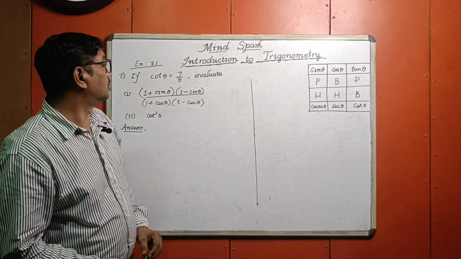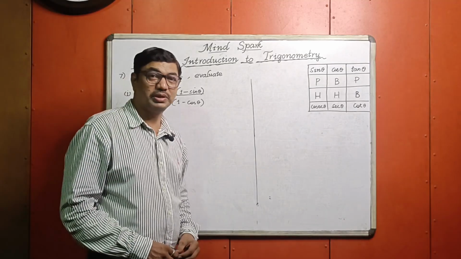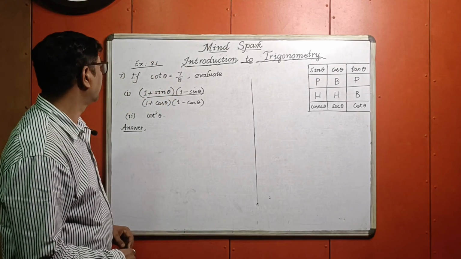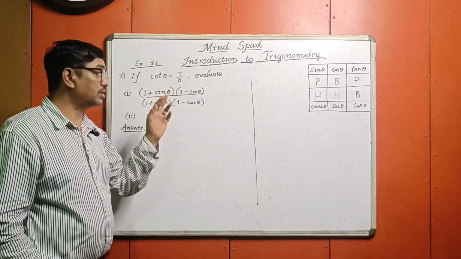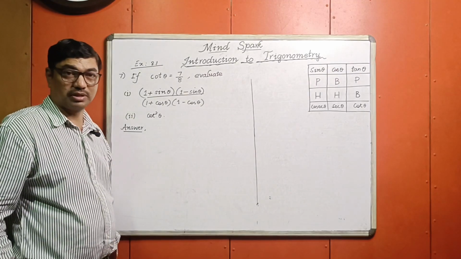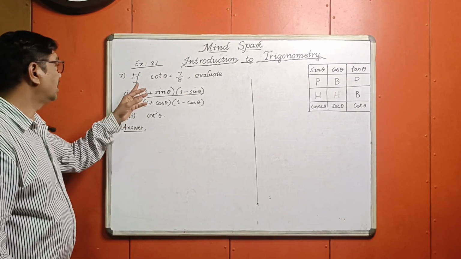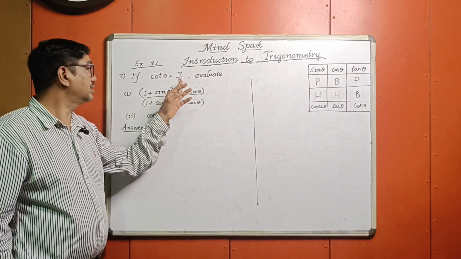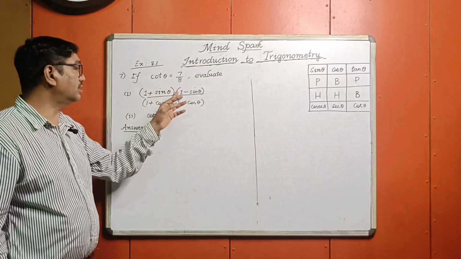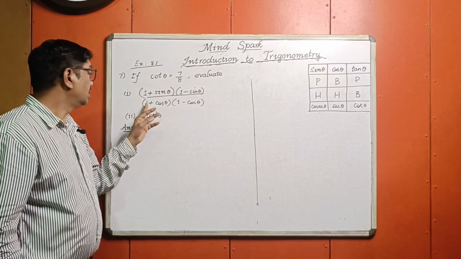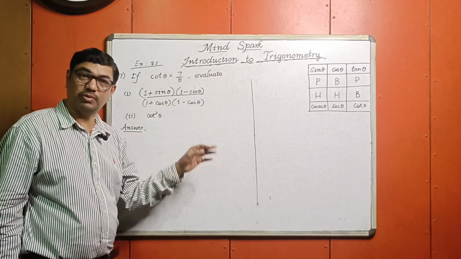Okay, today's topic is introduction to trigonometry and exercise is 8.1. Okay, so here the seventh question. What is the question? If cot theta is equal to 7 by 8, then evaluate (1 plus sin theta) into (1 minus sin theta) divided by (1 plus cos theta) into (1 plus cos theta).